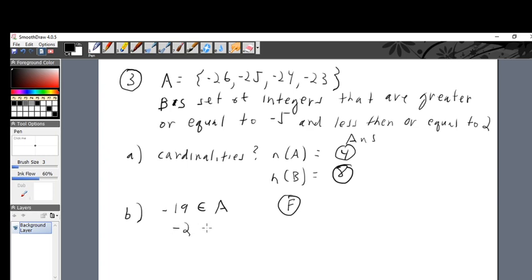Is -2 an element of B? Yes. -5, -4, -3, -2, it's between -5 and 2. So it's an element of B. You write true. Next, is -26 an element of A? Look up there. -26 is definitely in A. True. Next, is 6 not an element of B? Be careful with this. It says not an element. Well, 6 is definitely past 2, so it's not in B. So it is a true statement that 6 is not in B.